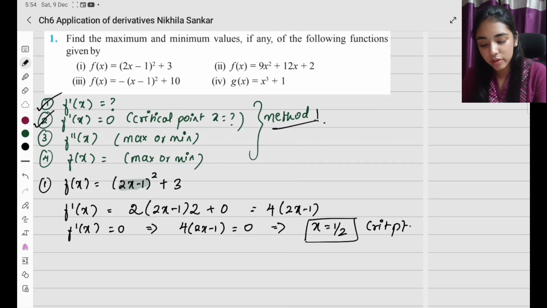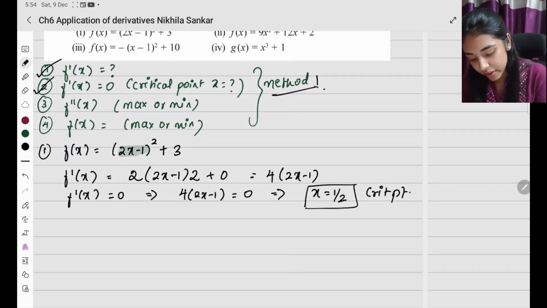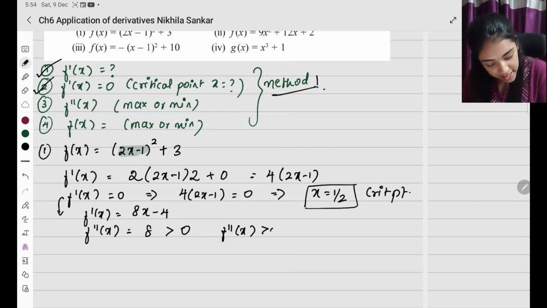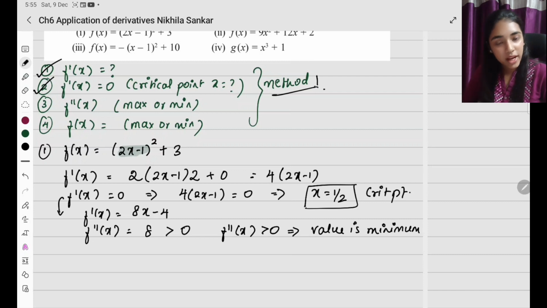இப்போ நம்ம கிடைக்க போற value maximum minimum எப்படி தெரியும்? I have to find my second derivative. So second derivative na என்ன பண்ணணும்? So f dash of x is going to be, when I multiply the 4 inside, it's going to be 8x minus 4. So f double dash of x is going to give me 8. I see that this is greater than 0. If f double dash of x is greater than 0, it means the value is minimum. Correct?